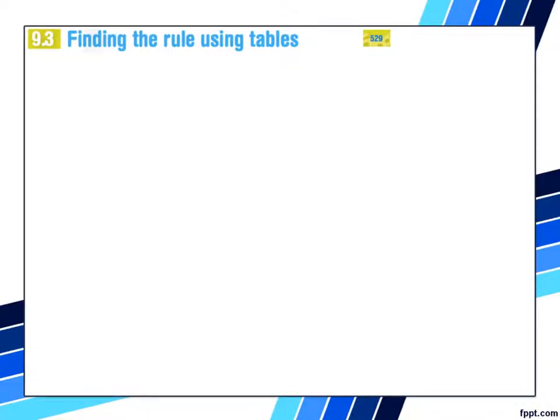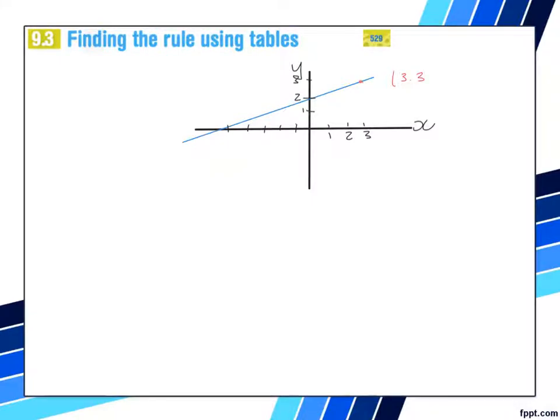Hi guys, 9.3, finding the rule using tables on page 529. Now a graph and a table are always very useful to find values for x and y. So in this case where we have x and y, and this is not to scale, remember, it's easy to see that when x is 3, y is 3. And when x is 0, y is 2. And so we can carry on looking at values.